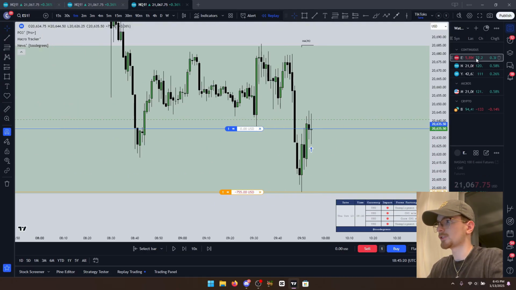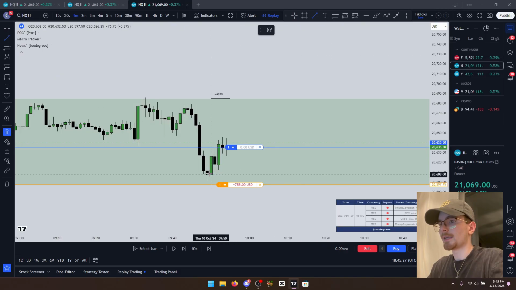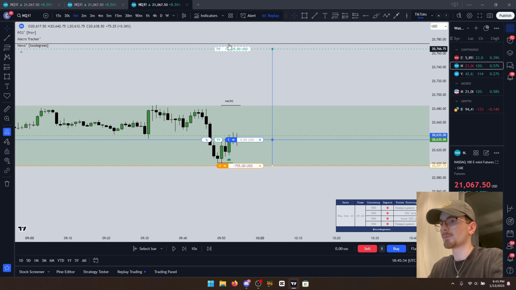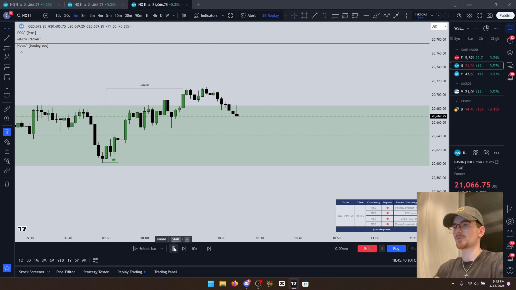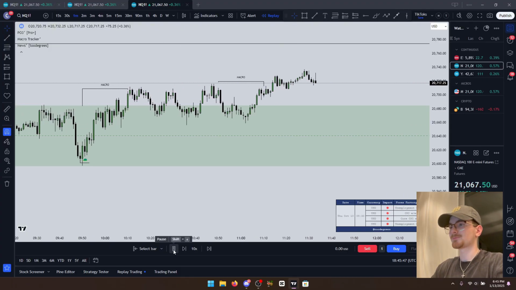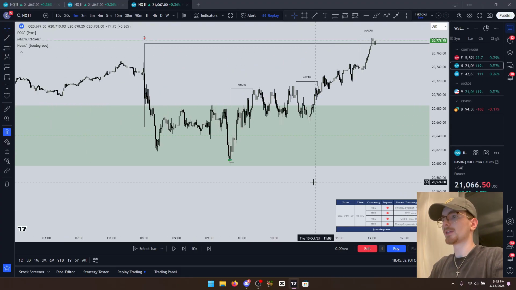One more thing I meant to mention, we did form SMT when NQ took out this low right here, but ES did not. And from here, we can simply target that data high. Not sure where my position went, but we are trading towards it. As you can see, we do end up taking out that high.